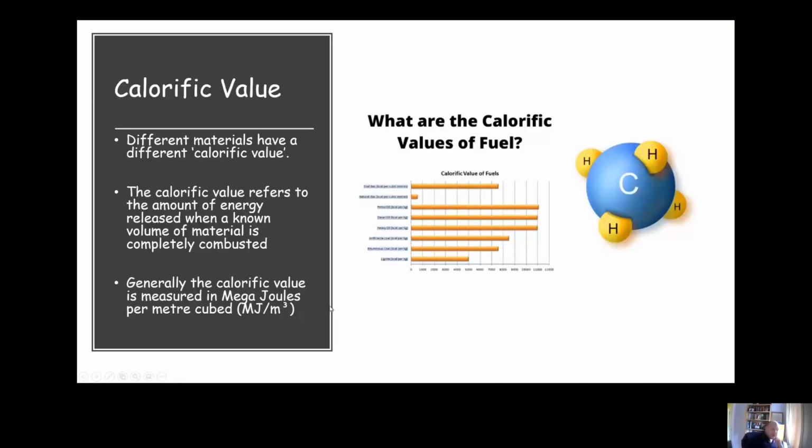Each of these fuels will have a different calorific value, and essentially the calorific value refers to the amount of energy that's released when it's completely combusted. Calorific values can be measured in megajoules per meter cubed, and as we've mentioned before, joules is energy, isn't it? So millions of joules per meter cubed.